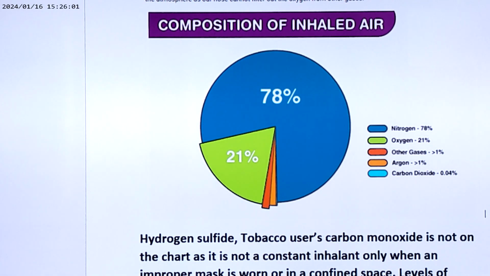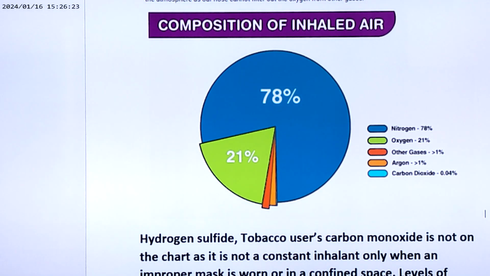Now, there are other gases we inhale, currently about 1%. Argon's about 1%. Then we've got carbon dioxide, which we also exhale, but it's already in the environment. 0.04%. Now, we need 0.04 in the environment. It kind of triggers our system, our human body, to breathe. All right, so we need to have that.